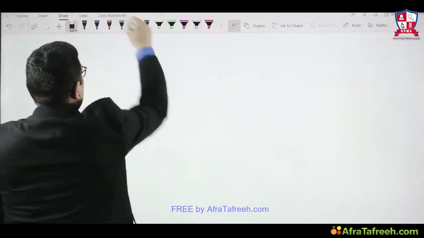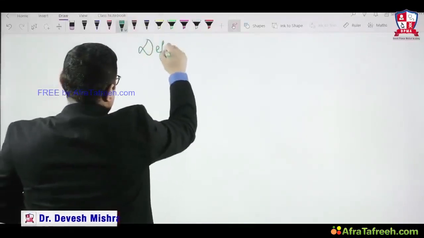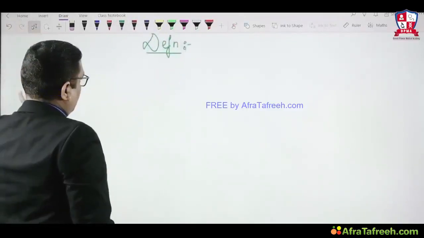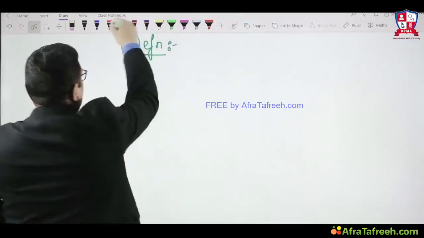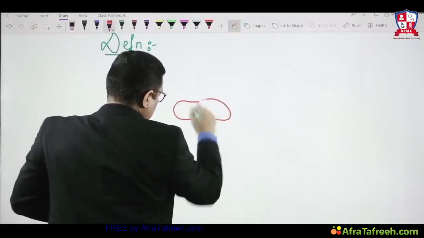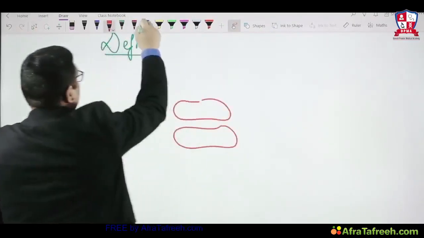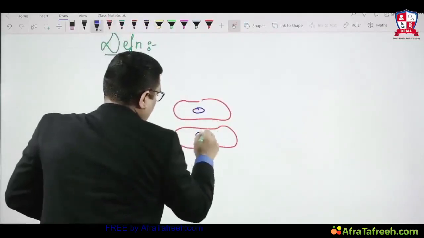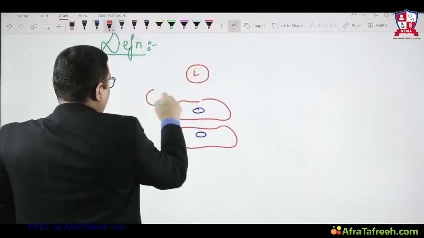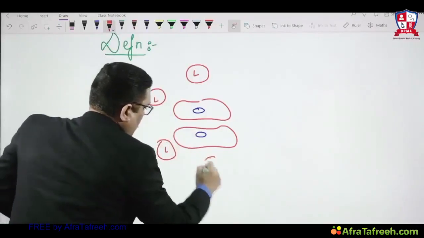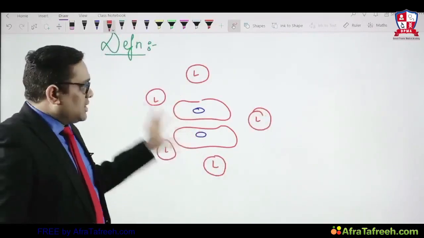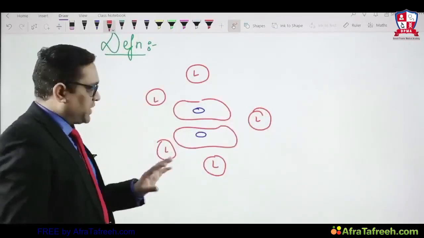So now I am going to tell you about the definition of granuloma. So what is the definition of granuloma? Now we will see. How are we going to define granuloma? As we have already learned, there are elongated slipper-shaped epithelioid cells. These are epithelioid cells, surrounded by a collar of lymphocytes. So epithelioid cells will be in the center and they will be surrounded by a collar of lymphocytes.